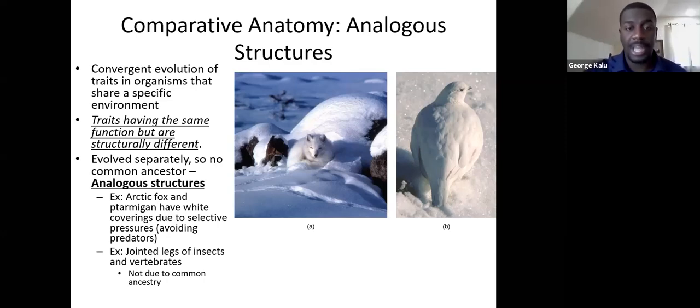Another example would be the joints in insects versus the joints in vertebrates. Both insects and vertebrates have joints. They have similar functions in terms of locomotion, but they're built differently. So we know they're not due to common ancestry. We know they evolved differently.